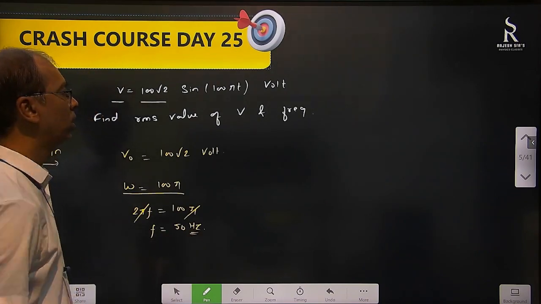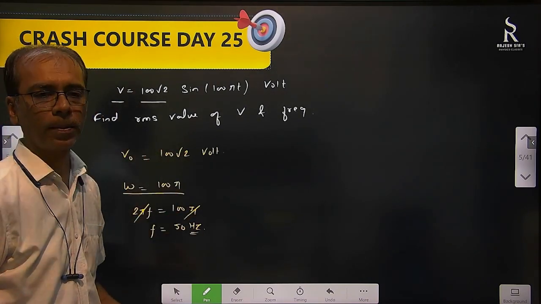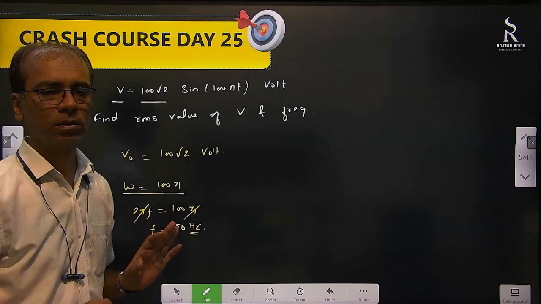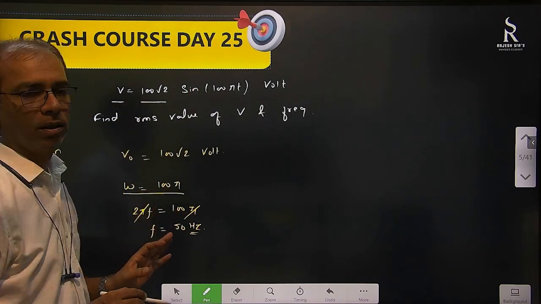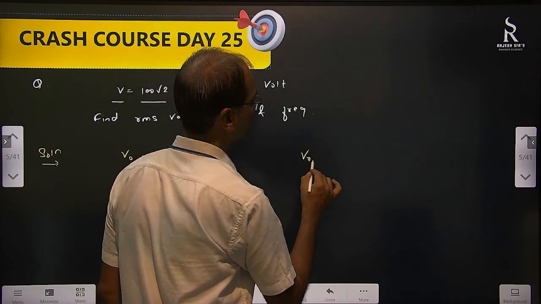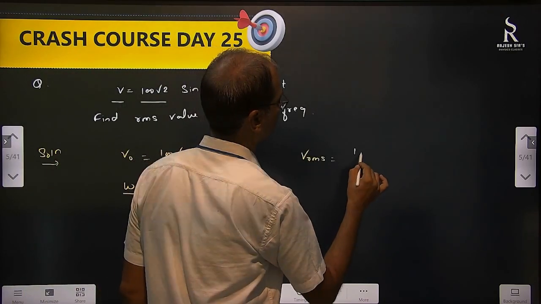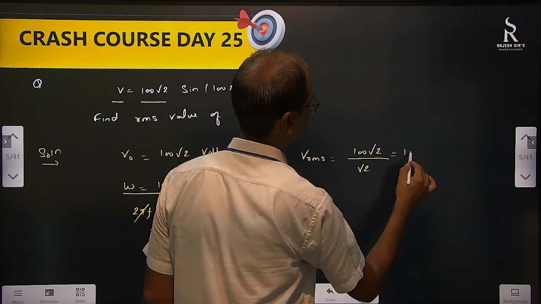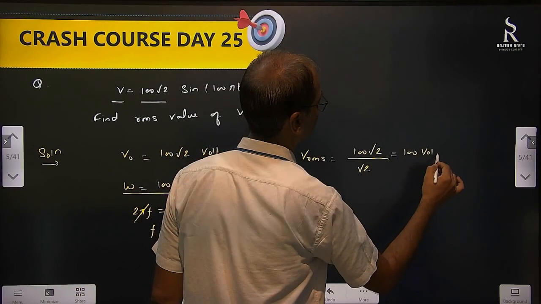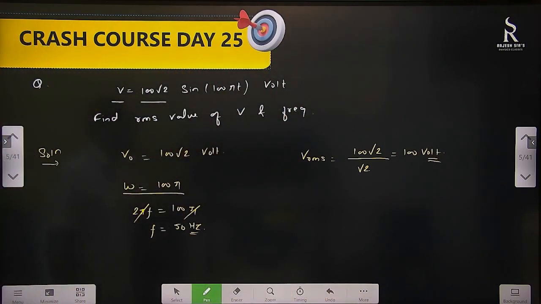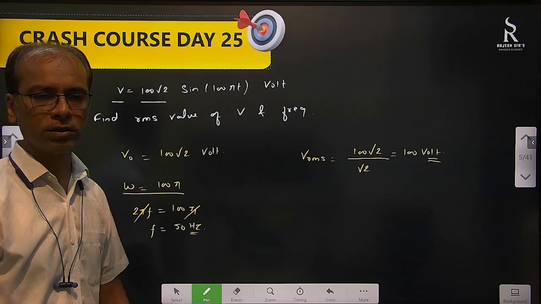Okay. So one thing we got already. Now it's RMS value. What will be RMS value? Now it's a sine function, so RMS value should be maximum by root 2. So E_RMS or V_RMS is 100 root 2 by root 2, that is 100 volt. Simple question. RMS value is 100 volt, frequency is 50 hertz. Right?